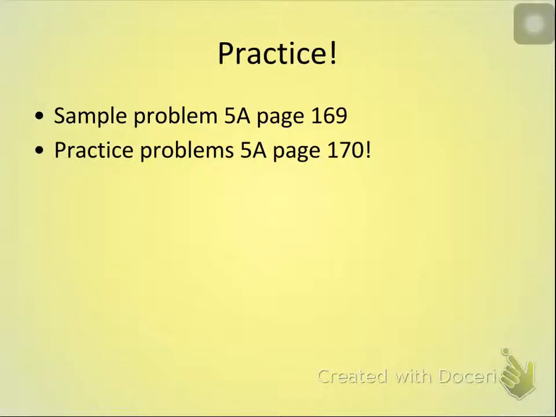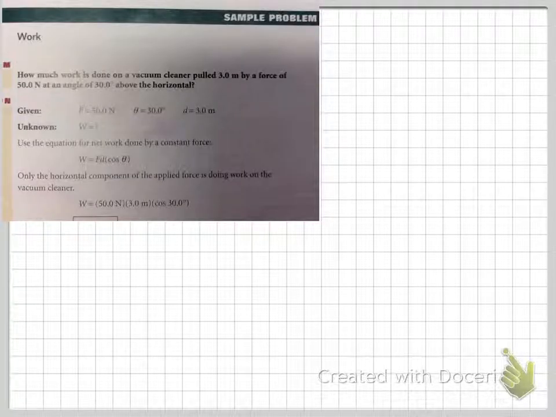And now we're going to dive right into the practice problems. 5A is on 169. So if you want to grab a book, open it up. We'll do the sample problem together, and then I'll assign the practice problems in the book. Okay, so we're asked how much work is done on a vacuum cleaner pulled 3 meters by a force of 50 newtons at an angle of 30 degrees above the horizontal.